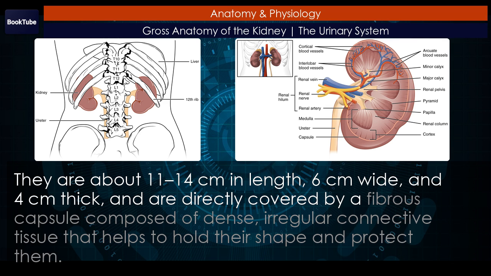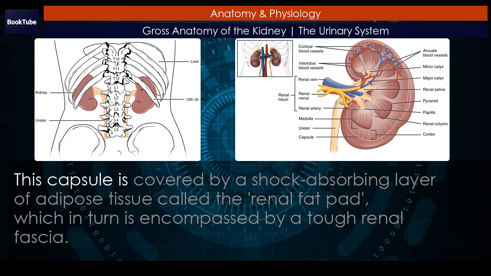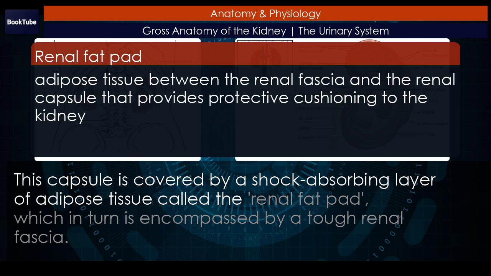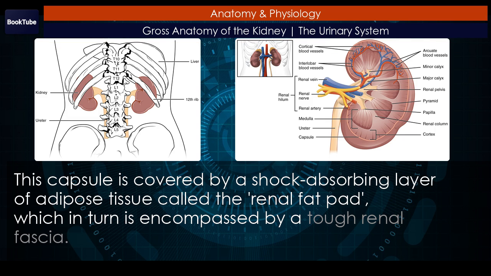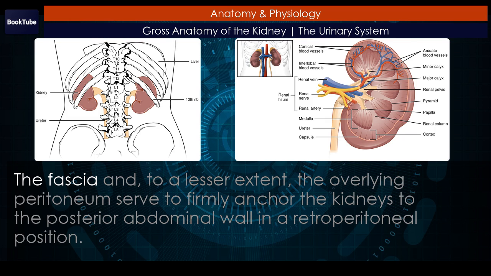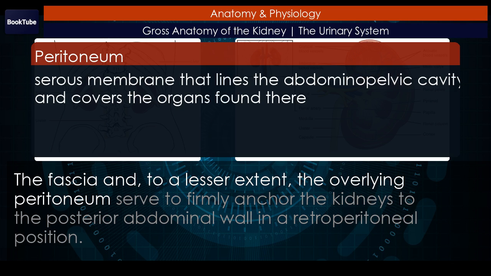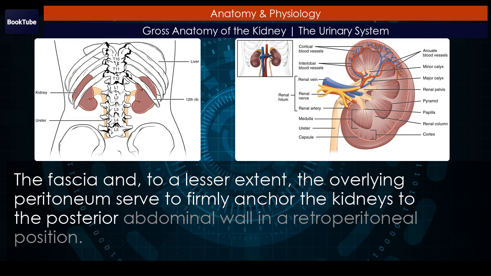by a fibrous capsule composed of dense, irregular connective tissue that helps to hold their shape and protect them. This capsule is covered by a shock-absorbing layer of adipose tissue called the renal fat pad, which in turn is encompassed by a tough renal fascia. The fascia and, to a lesser extent, the overlying peritoneum serve to firmly anchor the kidneys to the posterior abdominal wall in a retroperitoneal position.